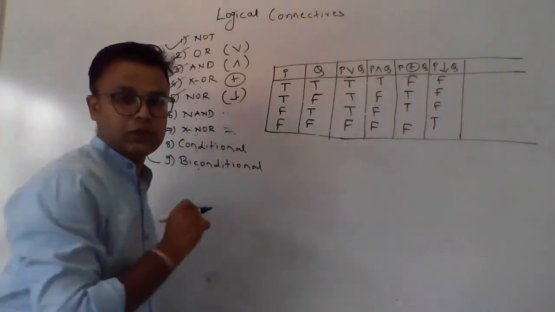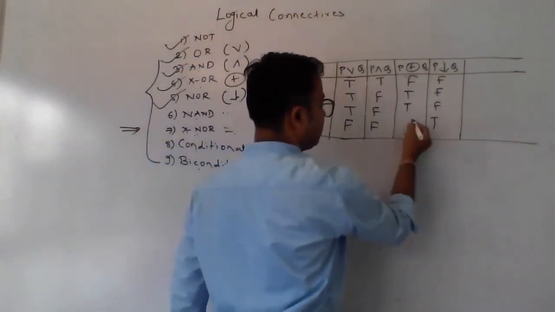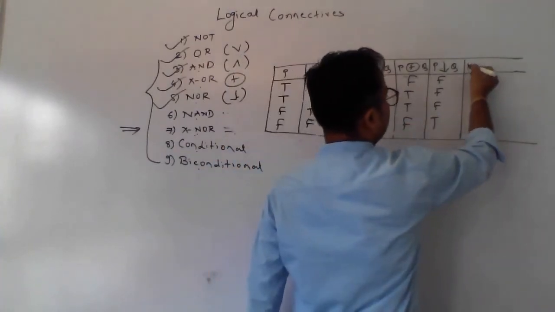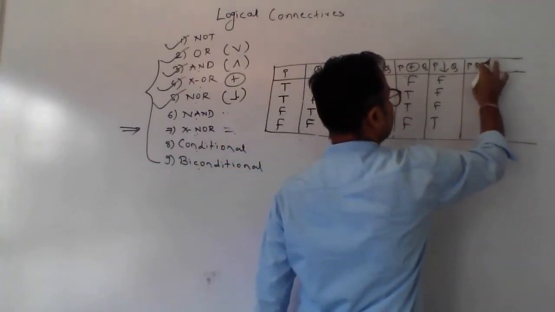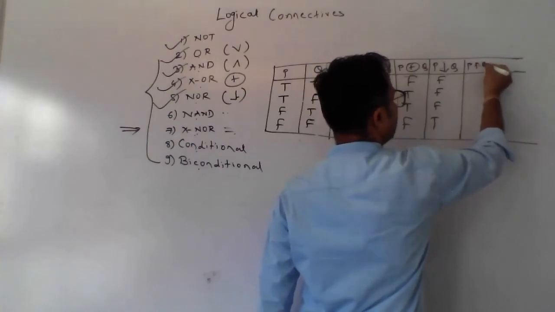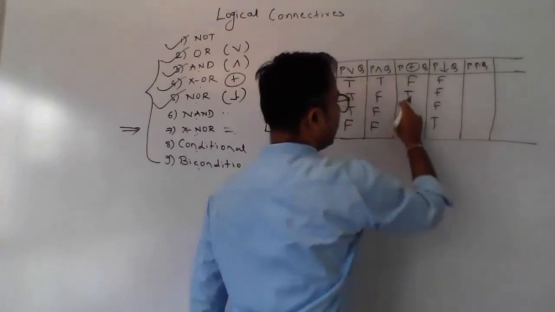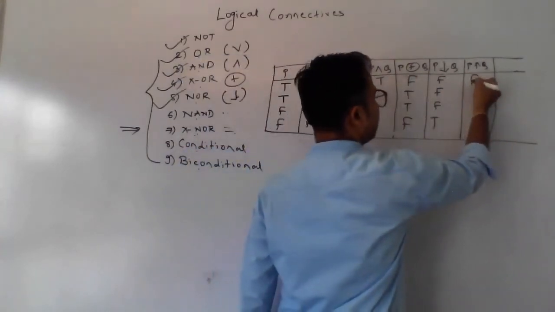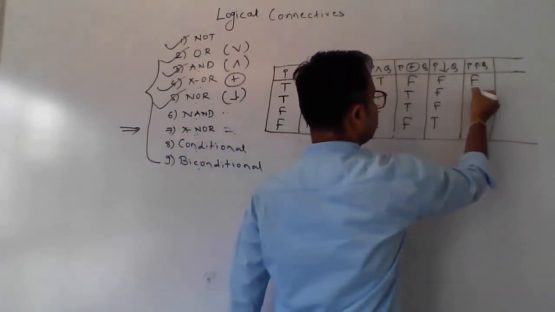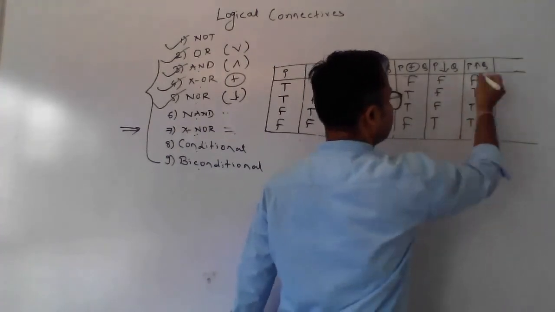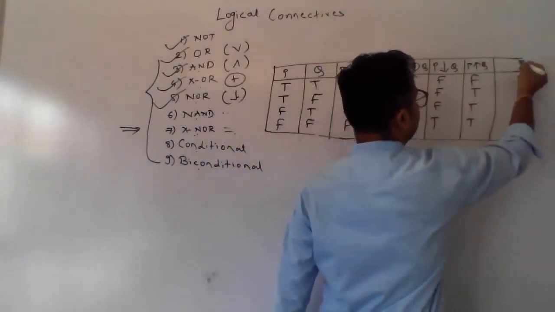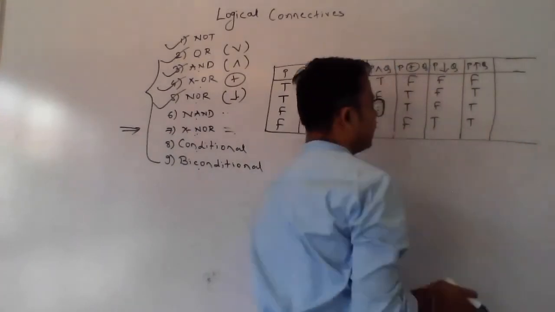Got it? Then the next one is NAND. P NAND Q is the negation of AND. So the truth table of AND is this. So for T, T it is F, and for the others it is T, T, T. The next one is here XNOR.